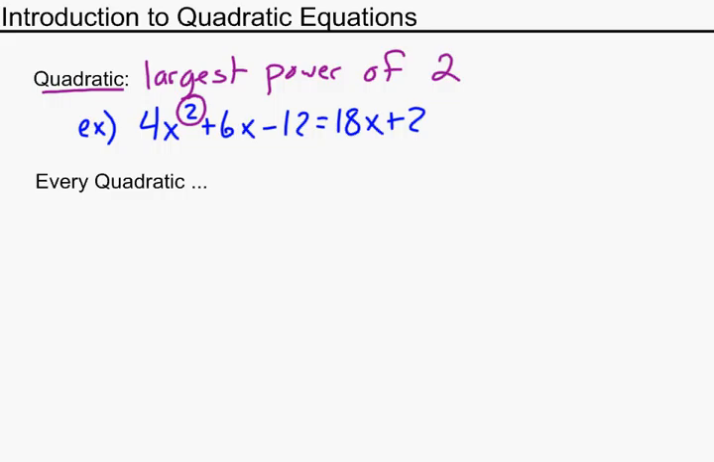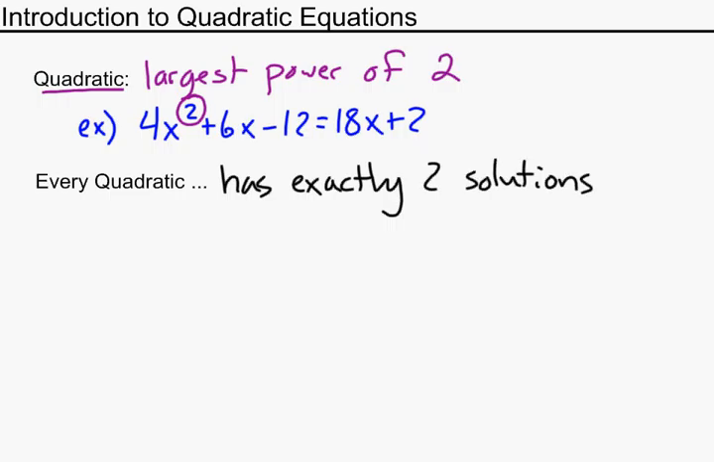When I'm solving quadratic equations, it's really important that I remember that every quadratic has exactly 2 solutions. So when I'm solving, I have to find both. Now these solutions can take on some different looks. I could have 2 real solutions. Now those real solutions could be either rational or irrational.